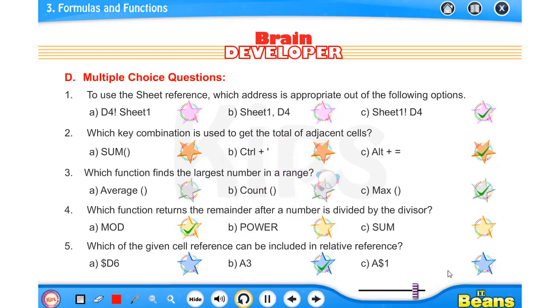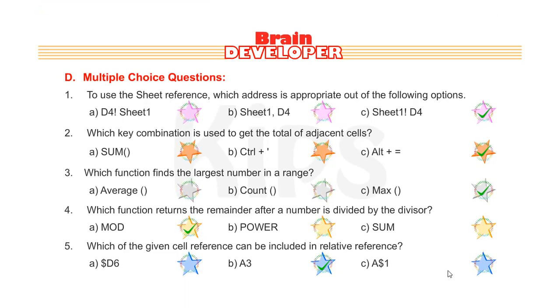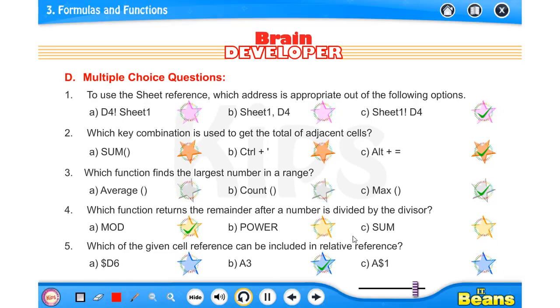So I am repeating the answers of the MCQs. Number 1 is C, number 2 is C, number 3 is C, number 4 is A, and number 5 is B.